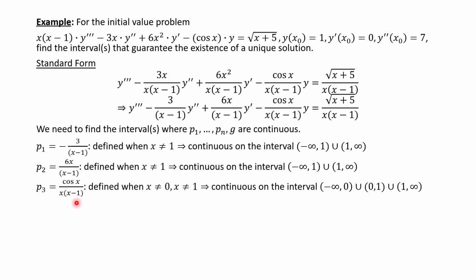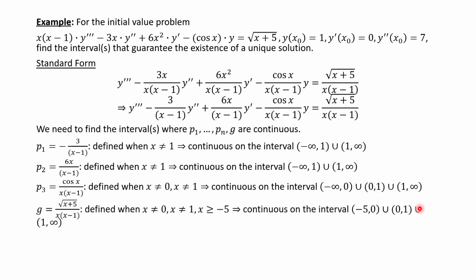This one is defined only when x is not 1 and also when it's not 0, because either one of those numbers causes a 0 in the denominator. And so we have to jump over both those numbers. So from negative infinity to 0, jump over 0, from 0 to 1, jump over 1, 1 to infinity.